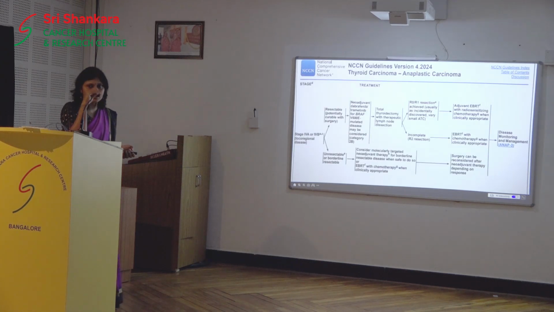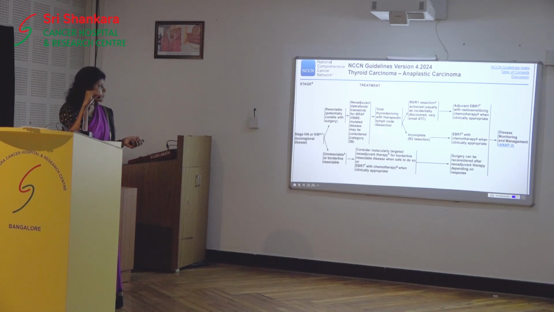This is one of the dreaded cancers, and most of them present with stage 4A or 4B. 4A or 4B means they are loco-regionally advanced. So whenever it comes to this, there is a small subset, and most of these are not amenable for surgery. If we have to give a chance for surgery, which is also not so common, that they convert to surgery.